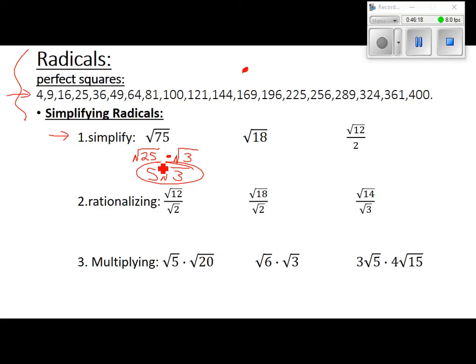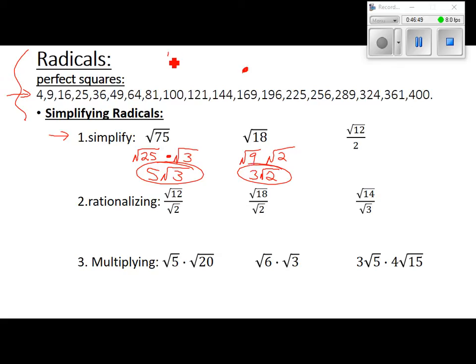Alright. So this one, what's it going to break into? Probably 9. Yeah, 9 times what? 2. Square root of 2. What is the square root of 9? 3. So that comes out of the radical. What's still in the radical? 2. So what's our answer? 3 times the square root of 2. That's 3 radical 2. That's an exact answer, and that's a simplified answer.